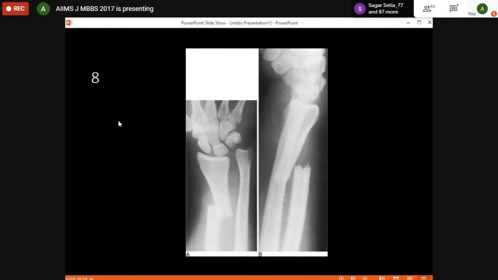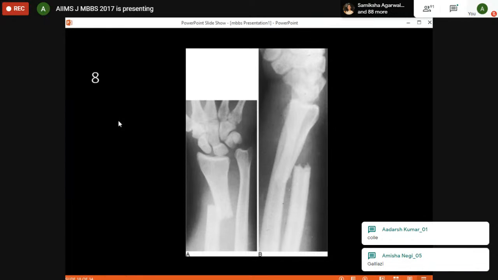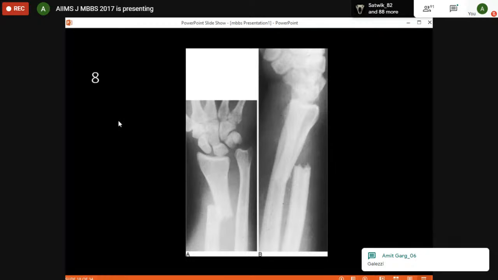Right. Next, what is this? This is what you can call the opposite of Monteggia fracture. That is how I used to remember it in my UG days. So, not Colles. This is not Colles. Galeazzi. Good. It is Galeazzi. Yes, it is Galeazzi fracture. So, what happens in Galeazzi fracture?